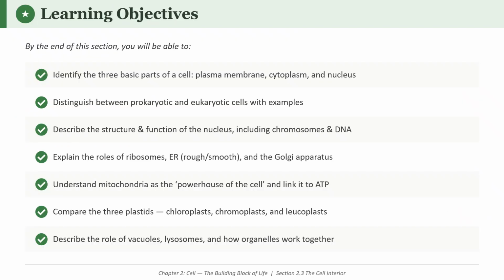So today we'll be learning about the three basic parts of a cell and the difference between prokaryotic and eukaryotic cells, and the structure and function of the nucleus, and also the role of ribosomes, mitochondria, chloroplasts, chromoplasts, leucoplasts, and also the role of vacuoles, lysosomes, and how organelles work together.